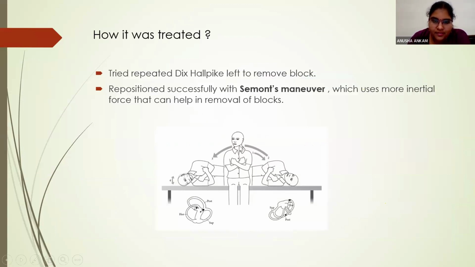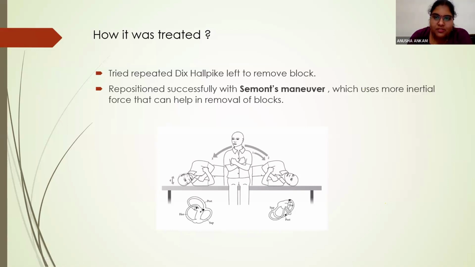So here we can see the maneuver steps. First, sitting with the head turned to the opposite side. And the next step is touching the parietal eminence on the left side to the cot, lying on the left side. From this position to the next position, that means touching the frontal eminence of this side to the opposite side. From the first position to the second position to the third position, we should move very fast, within 1 second. So it uses large inertial force. It can remove minor blocks as well.